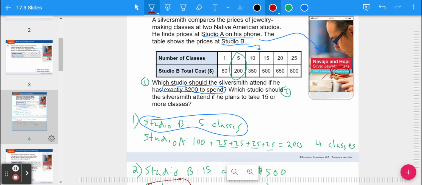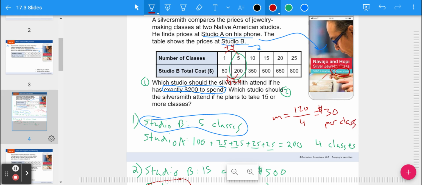For instance, if it goes up from 80 to 200, that's up $120. Oops, 120 for 4 classes. My rate of change, or my slope, for Studio B will be up 120 for 4 classes, which is $30 per class. So it's more expensive per class, but you start at a different initial value.